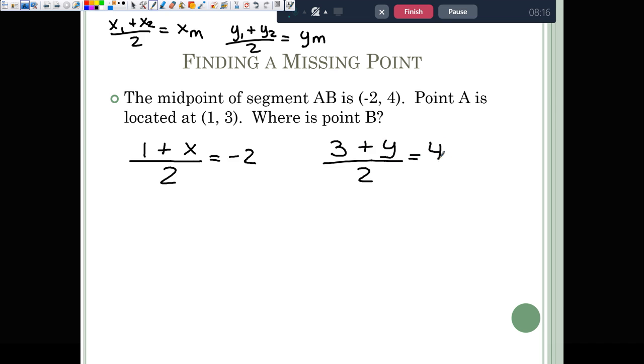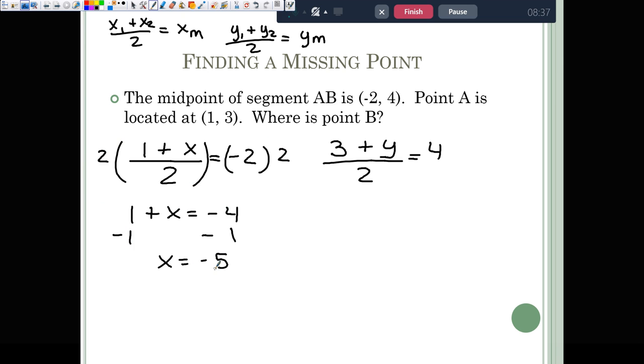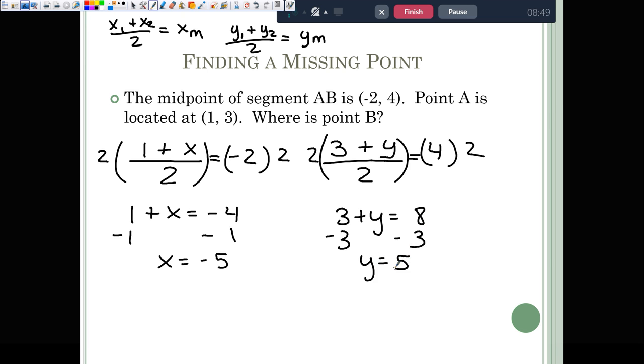And then we're just going to solve these equations for the variables. Right? So in order to get rid of my fraction, I have to multiply both sides by 2. So I'm going to get 1 plus x equals negative 4. We're going to subtract 1. X is going to equal negative 5. Do the same thing over here. Multiply both sides by 2 to get rid of my fraction. So I'll get 3 plus y equals 8. We would subtract 3. Y would equal 5. So my ordered pair would be negative 5, 5.